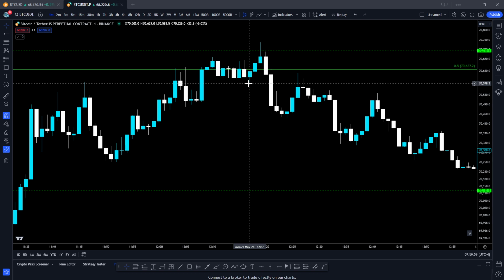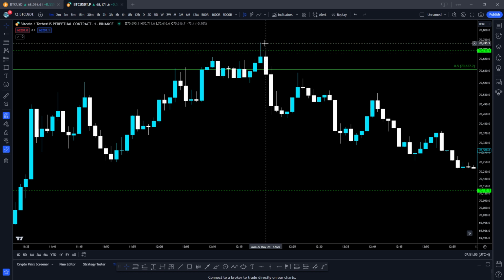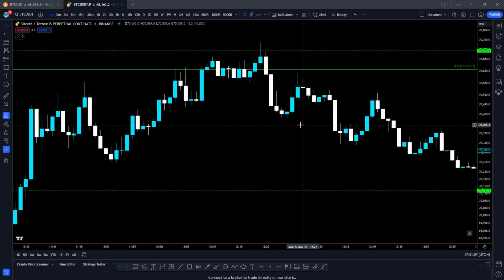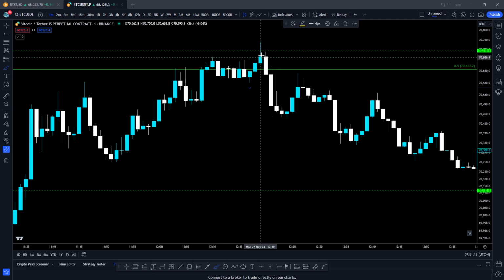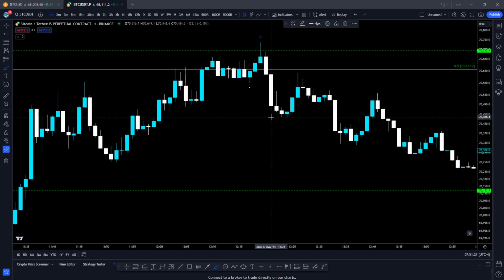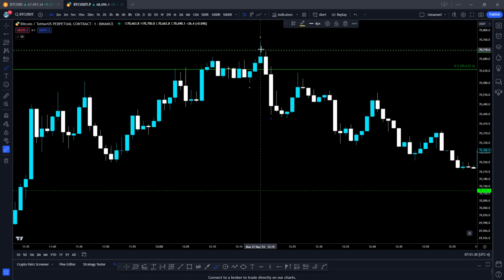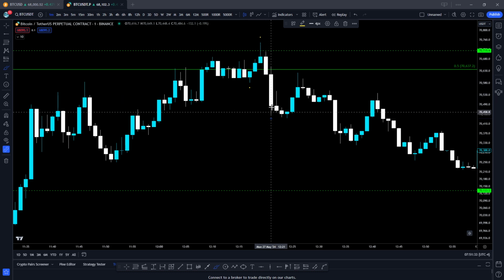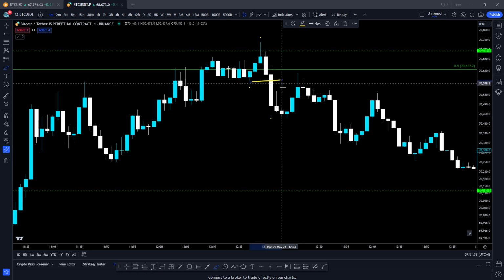Now, the market structure shift is a change in your market structure. So when we see price put in this low here, and then this high here, and then come down and take out this low, what we are looking for is some type of fair value gap created in the leg that broke this low right here.